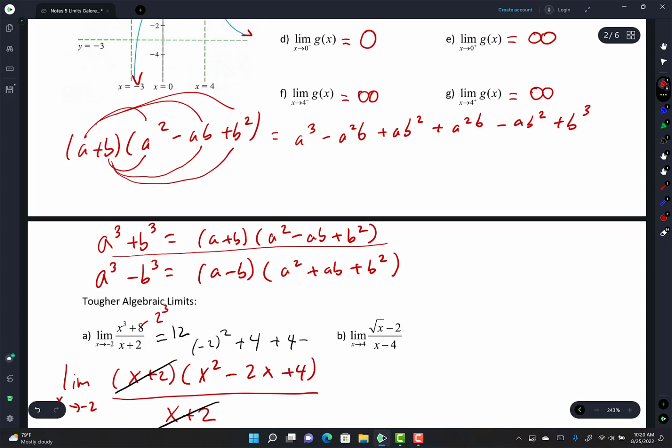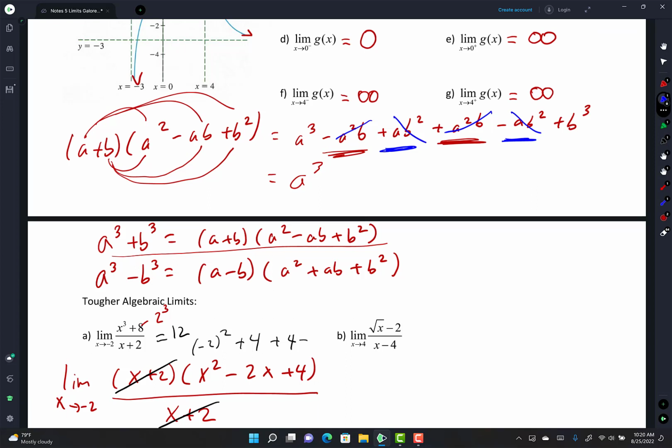Now let's combine like terms. A cubed, I see a negative a squared b, and I see a positive a squared b. Those are going to cancel. I see a positive ab squared, and I see a negative ab squared, and those are going to cancel. I actually like the word zero out, but that's fine. Cancel is fine. And notice that all you have left is a cubed plus b cubed.